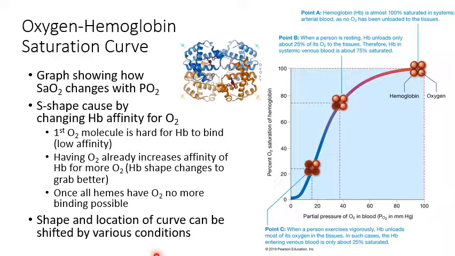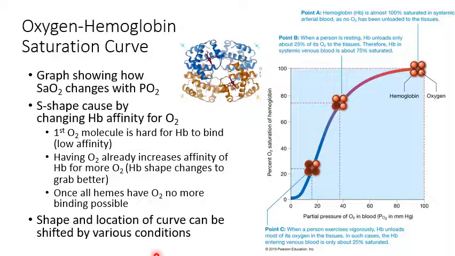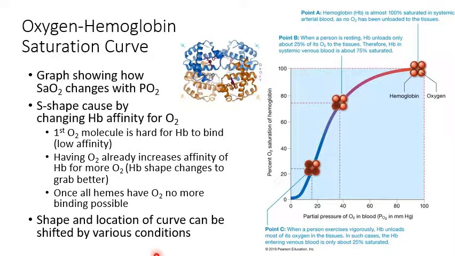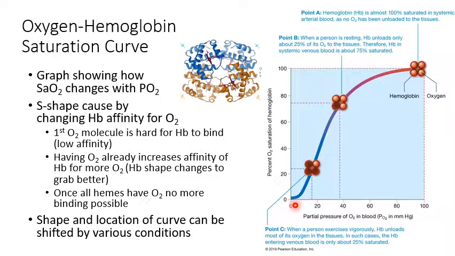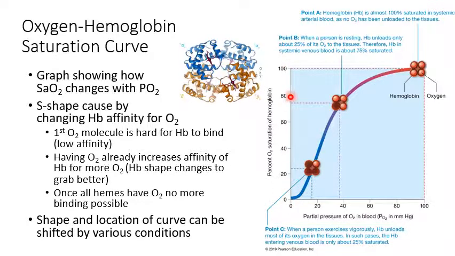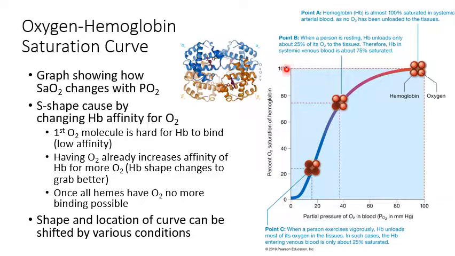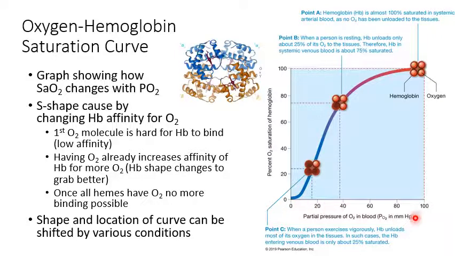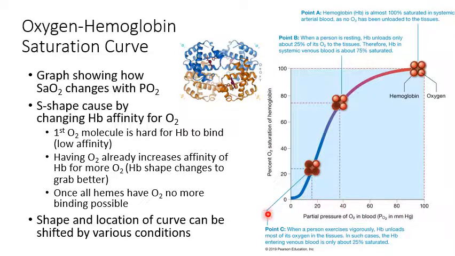In addition to the partial pressure, you have a bunch of other factors that affect how much oxygen is attached to hemoglobin by affecting the affinity. So we represent that using this graph here. This is called the oxygen hemoglobin saturation curve. It can also be called the oxygen hemoglobin dissociation curve. On the y-axis, you have your SaO2, or the percent saturation of hemoglobin with oxygen. On your x-axis, you have PO2, the partial pressure of oxygen.